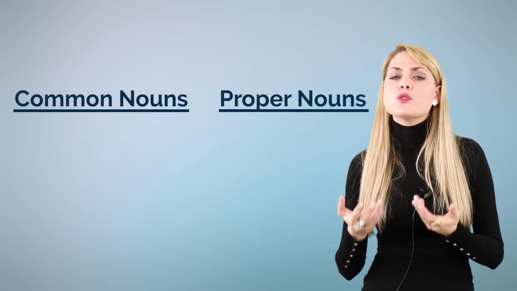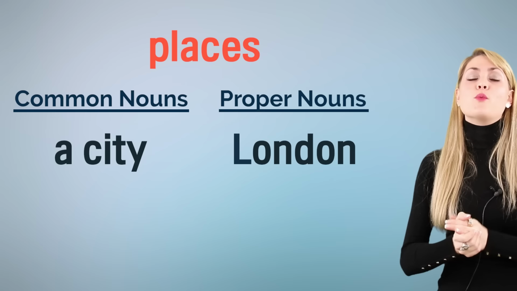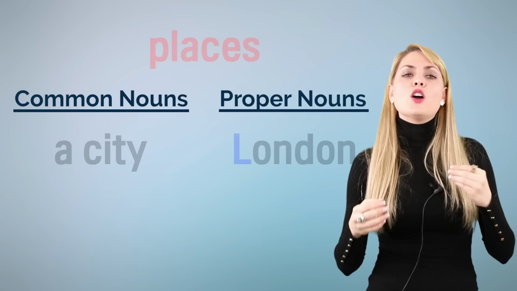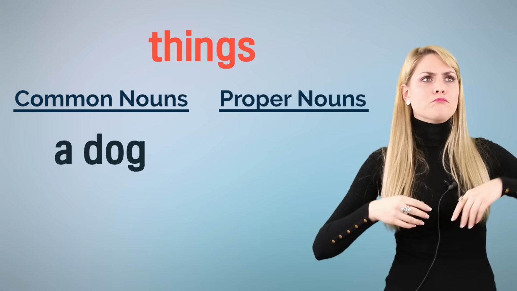You could talk about places, a city, that's a common noun. But then you can name a specific city. Let's take a great city, London, of course, with a capital L. Remember, proper nouns, always capitalized. We can talk about things. For example, an animal. Let's take a dog. A dog, that's a common noun. But if we take a specific dog, like Snoopy, capital S, that's the proper noun.